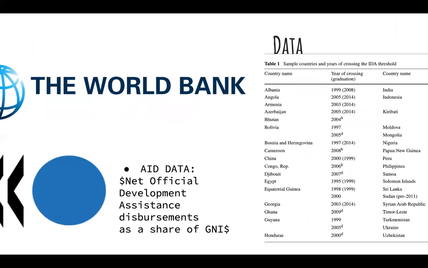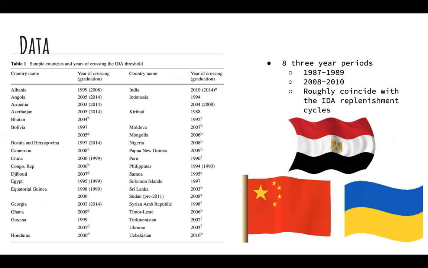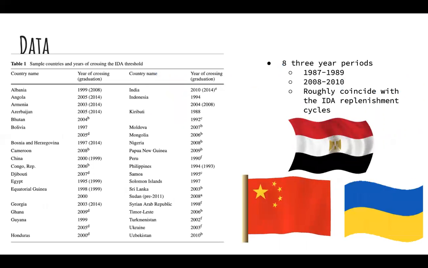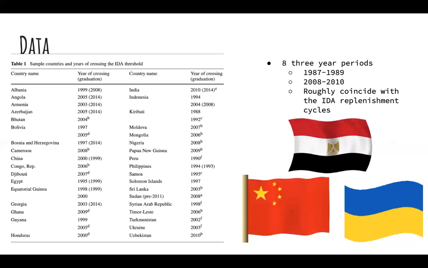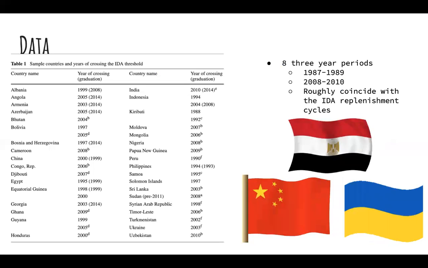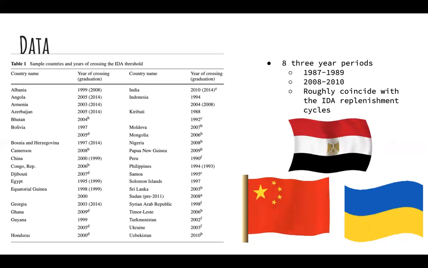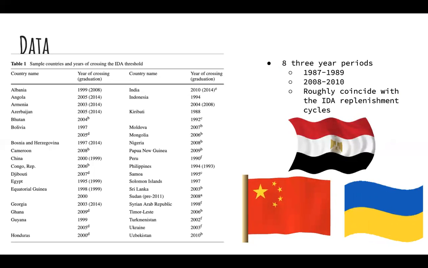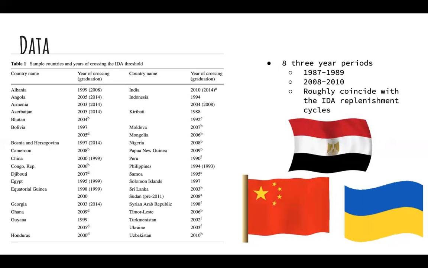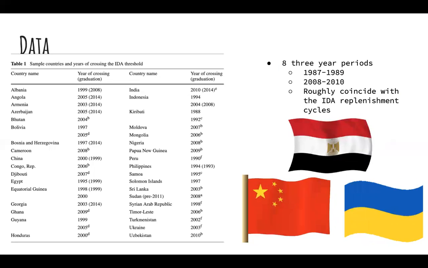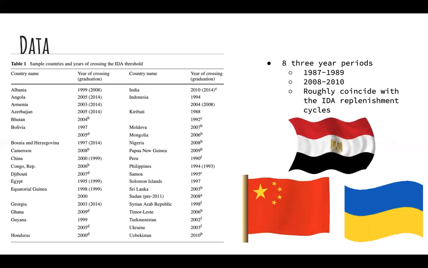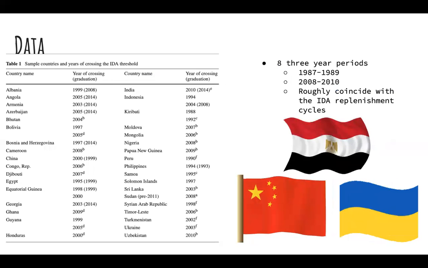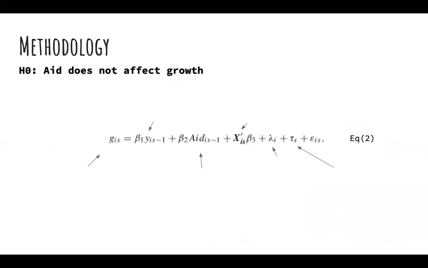The authors identified 35 countries that crossed the IDA income threshold from below between 1987 and 2010. So here we can see the year they crossed this IDA threshold and the year they graduated from the IDA. Because IDA has a 3-year replenishment cycle, we group years into 8 3-year periods. And this is a natural way of grouping the data because donors usually make contributions for each replenishment period rather than annually. Okay, now we can move on to the model.